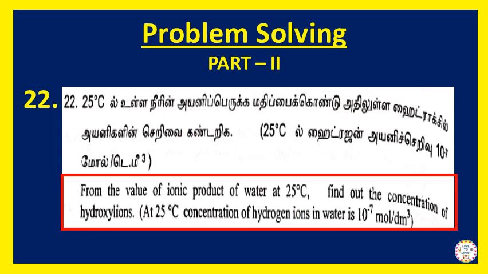Now let us take question 22 from part 2. Here they have given the value of the ionic product of water at 25 degrees Celsius; find out the concentration of hydroxyl ions. Also they have given that at 25 degrees Celsius the concentration of hydrogen ions in water is 10 power minus 7 mole per dm cube. Now let's check out the solution.